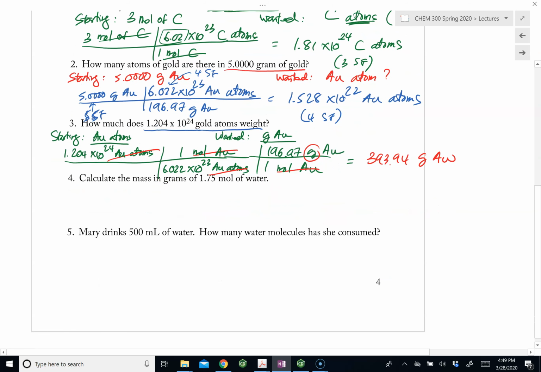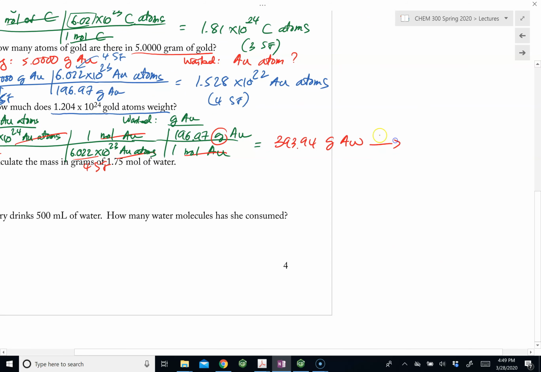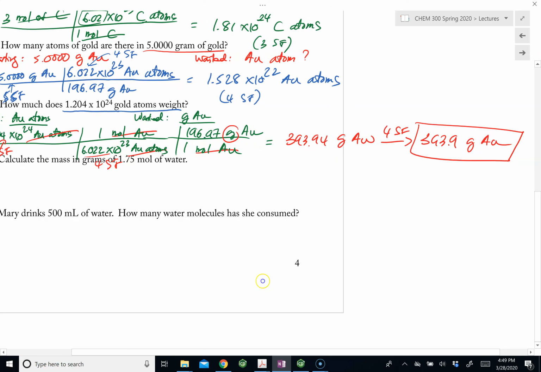And now let's check to make sure that we have this rounded correctly. Here in this case, this value has 4 sig fig. This value right here has 4 sig fig as well. And this value has 5 sig fig. So we need to round our answer to 4 sig fig. So in this case, rounding to 4 sig fig, this will then equal 393.9 gram of gold. And that will then be our final answer.